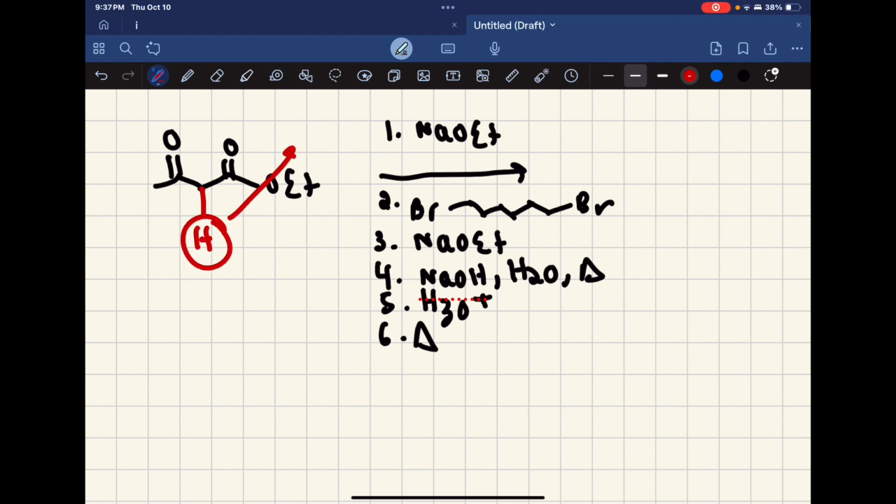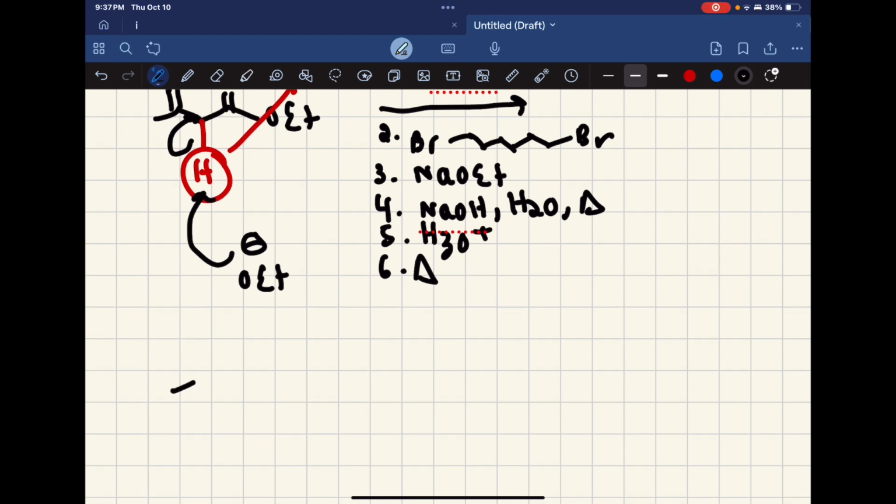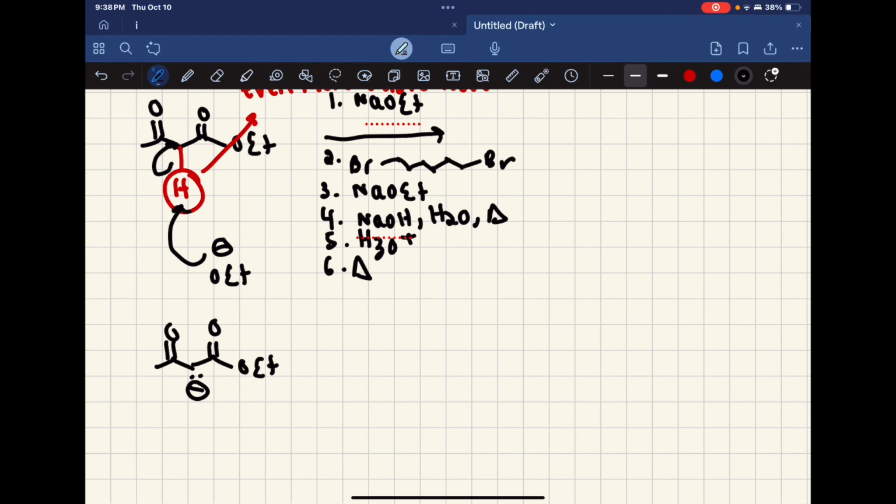So I guess I'll say even more acidic now. We can now use a base, just like we saw before, this alkoxy base. It will deprotonate to form the enolate anion of the beta keto ester. And then if I have an alkyl halide nearby, we can now officially alkylate at the alpha position. So here we have a dibromoalkane, okay? And let me just make sure I have my number right here. 1, 2, 3, 4, 5, 6. 1, 2, 3, 4, 5, 6. Good. And in SN2 fashion, we can alkylate.